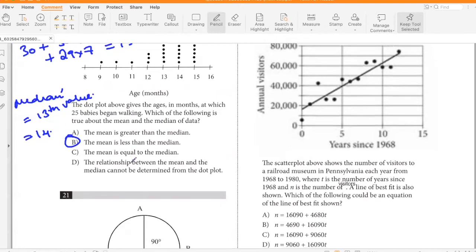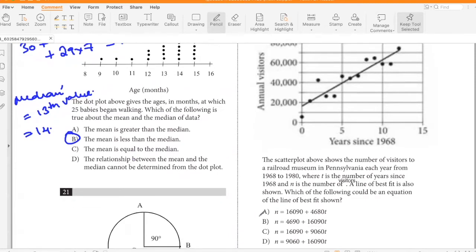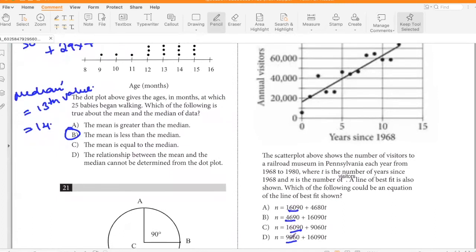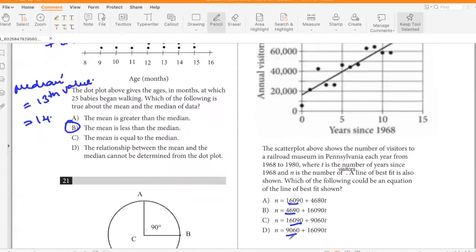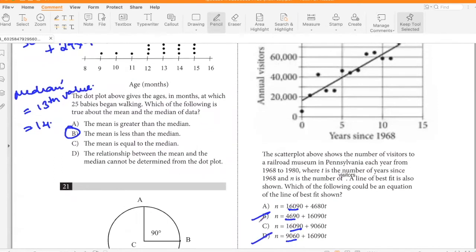Okay, so we can see that the y-intercept is these values. So from these values, the y-intercept seems closest to the 16,000 mark, right? So it cannot be B and D. And for the slope, we have from 16,000 to 40,000, so approximately 24,000 over 5 years. So the slope will be about 4,800, right? So between these two options, closer to 4,800 is in option A. So that's the right answer.